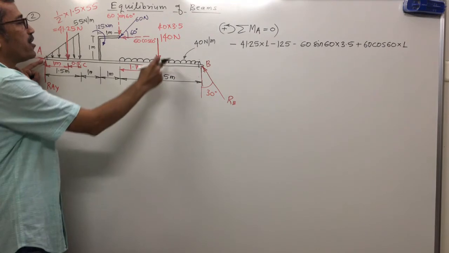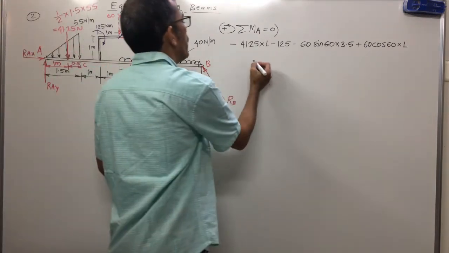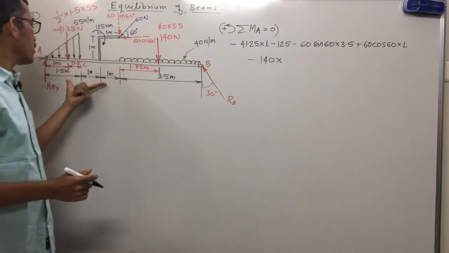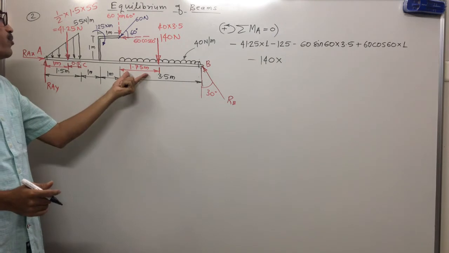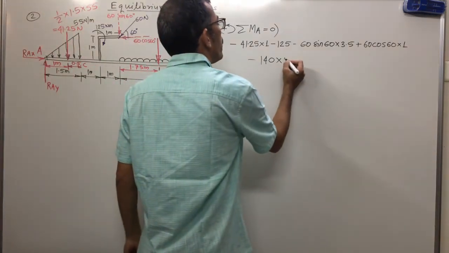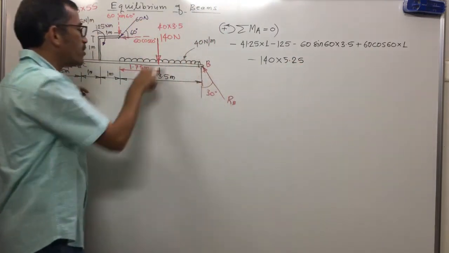About point A, if you take moment of 140, this is easy. Clockwise, minus 140 into distance. This is how much? 3.5 plus 1.75, which is 5.25. Clockwise movement.